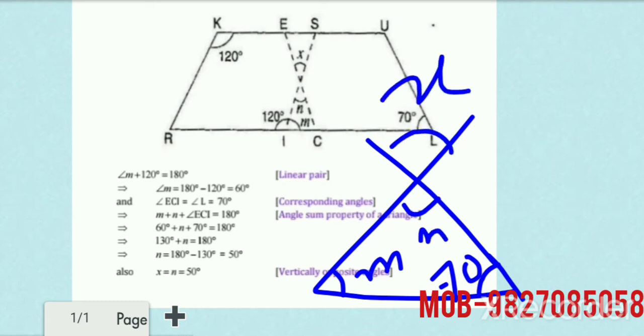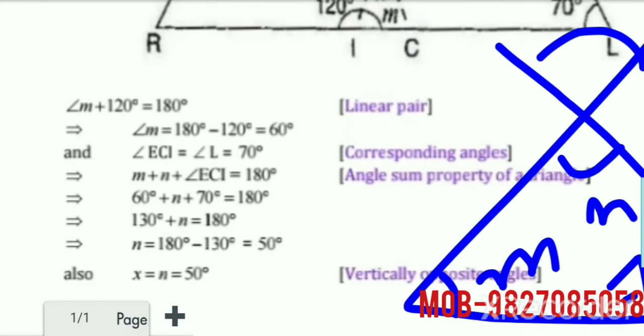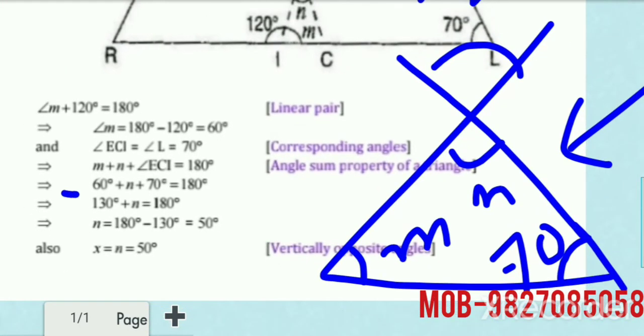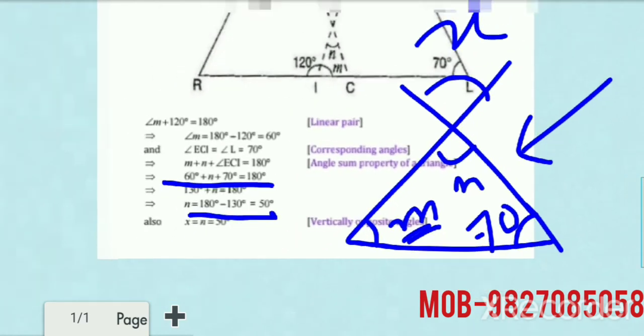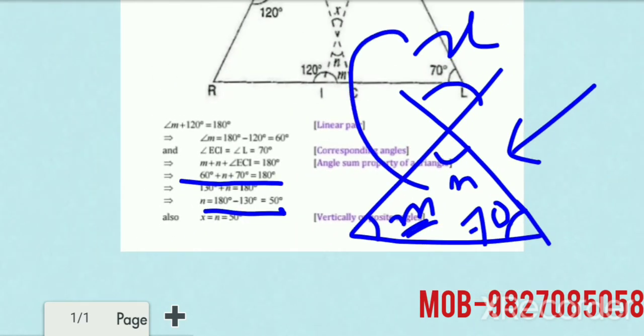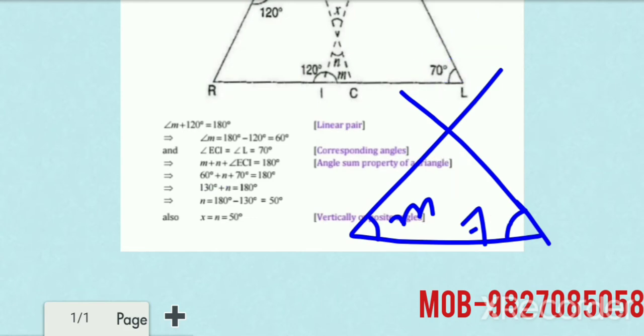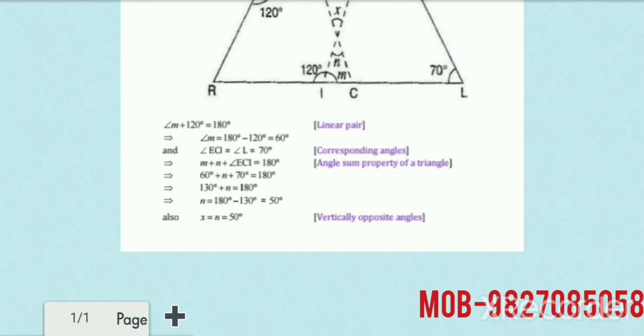So here a triangle is forming, so we know that the sum of interior angles is 180. So we can say easily 60 plus N, because M is equal to 60. So 60 plus N plus 70 is equal to 180. Find the value of N: N is equal to 50. But N and x are vertically opposite, so the value of x is equal to N, and N is equal to 50. This is our answer.